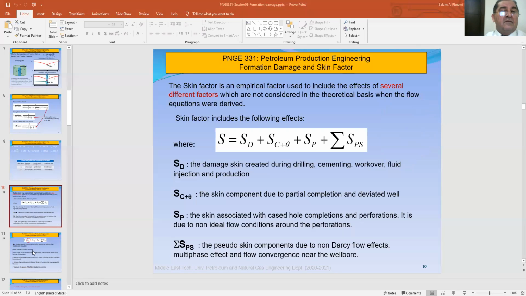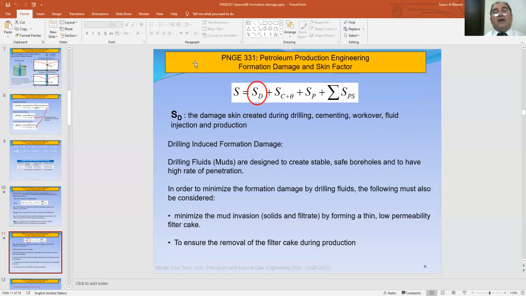Now, okay, let us start with the first one, that is S sub D. As I told you, S sub D is the skin factor that comes from the mechanical skin factor and the skin factor caused by the injection process, if we have an injection process, and the skin factor from the production process.